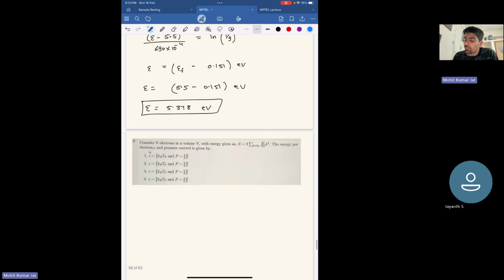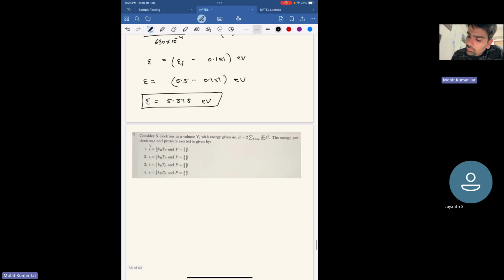consider an electron in a volume V with energy given as E = ħ²k²/2m, and the band is filled, states are filled up to the level kF. That's the Fermi wave vector. The energy per electron epsilon and the pressure exerted is given by. So this is something which is already being solved in the class by the professor, but I will still solve it because it's there in the assignment.